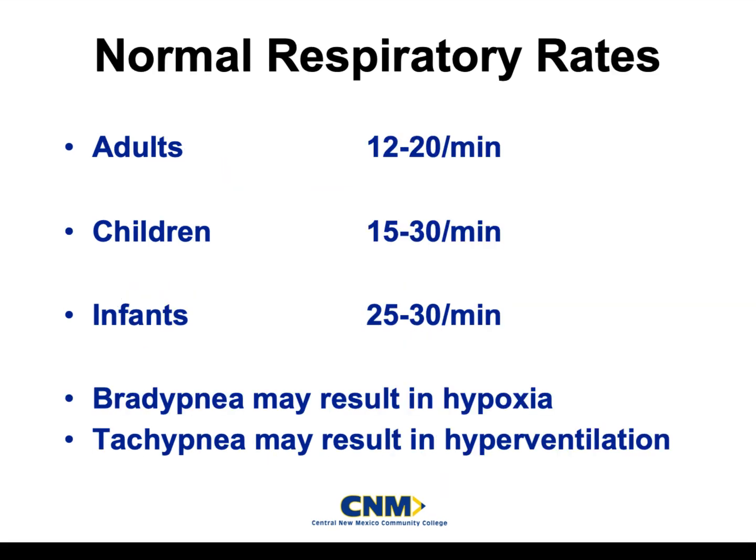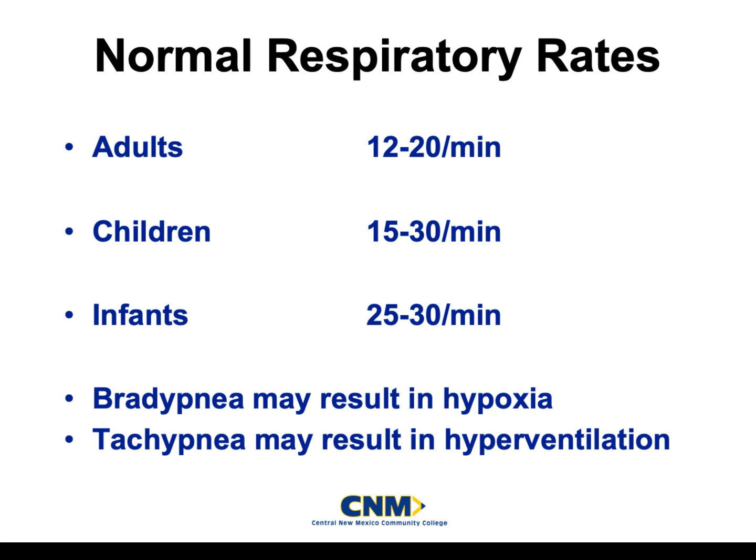Okay, so your normal respiratory rate patterns, again, I'm only holding you guys to adults. All right, but I want you to kind of see the difference between different age groups, okay? Adults are 12 to 20 breaths per minute. Children could be anywhere between 15 and 30. Infants are between 25 and 35.